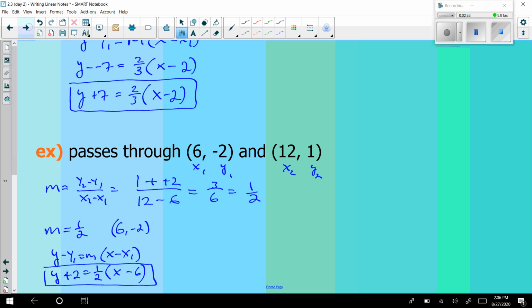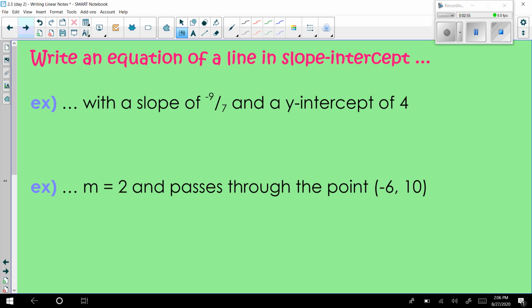All right. Moving on. Here we're going to use slope-intercept form. This first example says it's going to have a slope of -9/7 and a y-intercept of 4. So remember, slope-intercept form is y equals mx plus b. So m, again, is the slope. B is the y-intercept. So if I replace these parts, y equals -9/7 x plus 4.